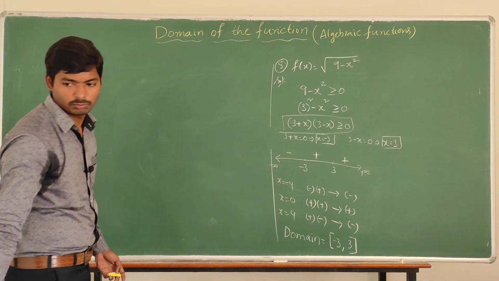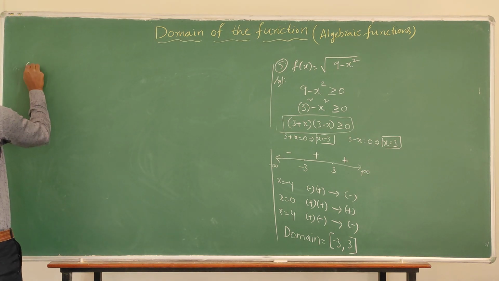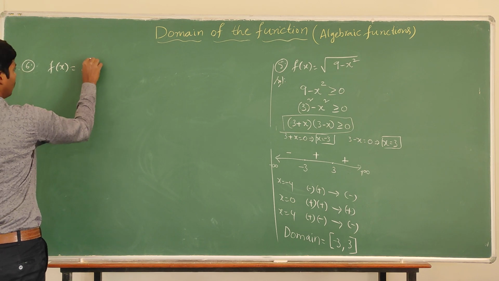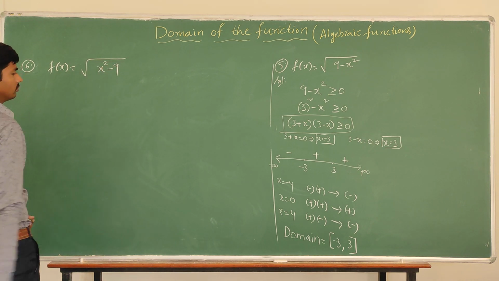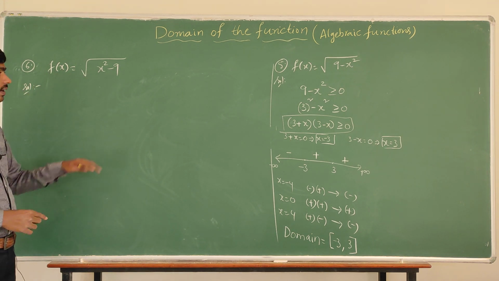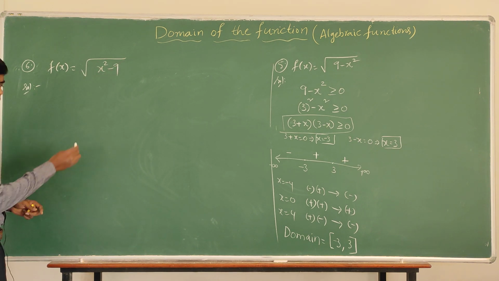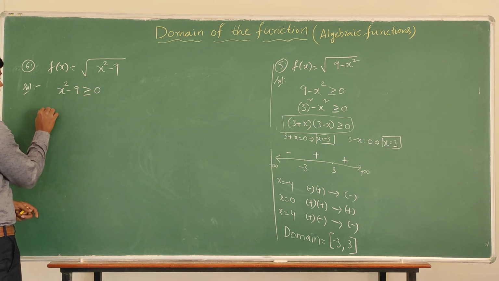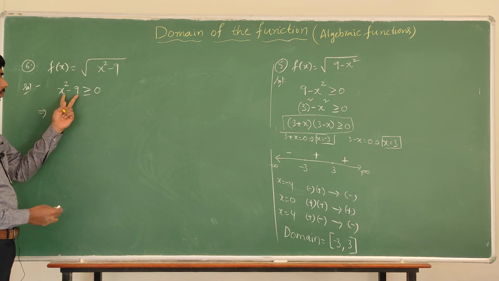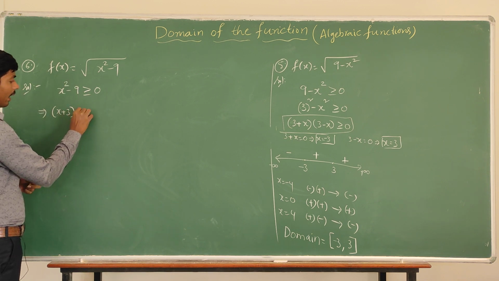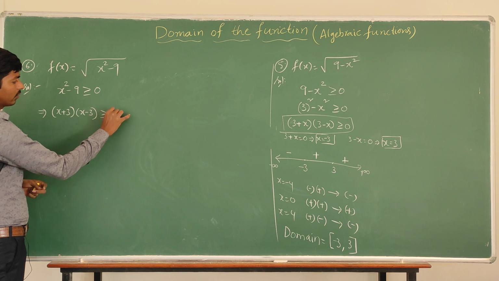Now next, the last example. Suppose f of x is square root of x square minus 9. Again, the root function is in the numerator, so the function can be defined if the expression is greater than or equal to 0. So x square minus 9 is greater than or equal to 0. Factorize x square minus 9, x square minus 3 square. So x plus 3 into x minus 3 is greater than or equal to 0.